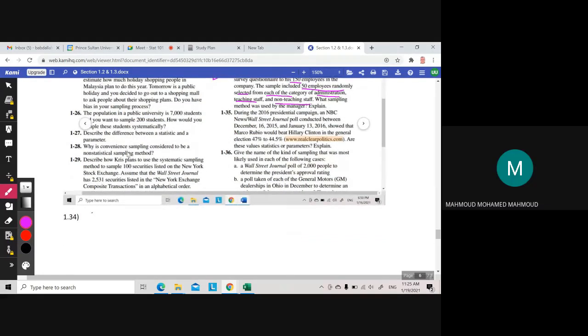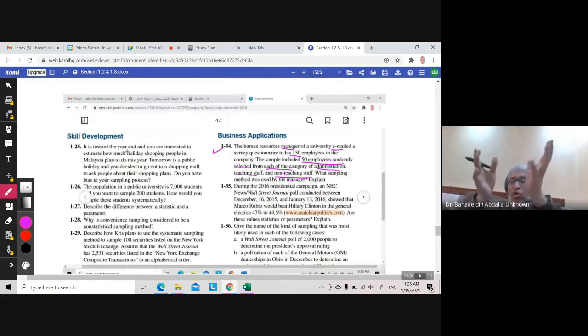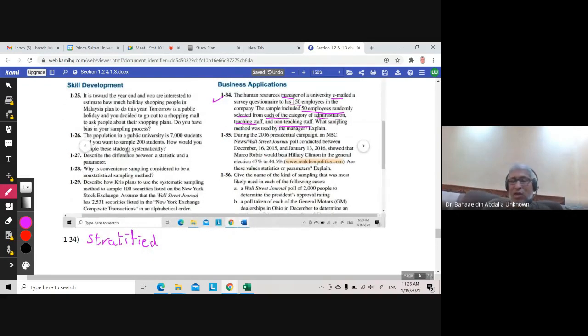Cluster. No, stratified. Correct, stratified. Cluster, if he selects one group, administration only, or teaching staff only, or non-teaching staff only, if he selects one of them or two of these groups, subgroups, here it is cluster. But if he selects 50 from each subgroup, this is the definition of the stratified sampling.